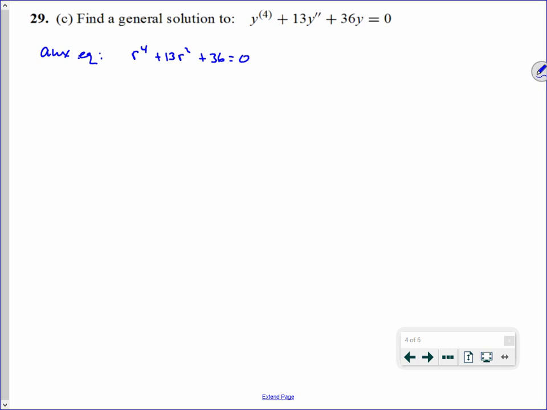Sure. Since it's r to the fourth and an r squared, if there was an r cubed and an r and stuff in there, we'd have a little bit of trouble. And they have some like that. They have some DEs that give you fourth degree polynomials that are kind of interesting to try to factor. But we need factors of 36 that add up to 13, so 4 and 9.